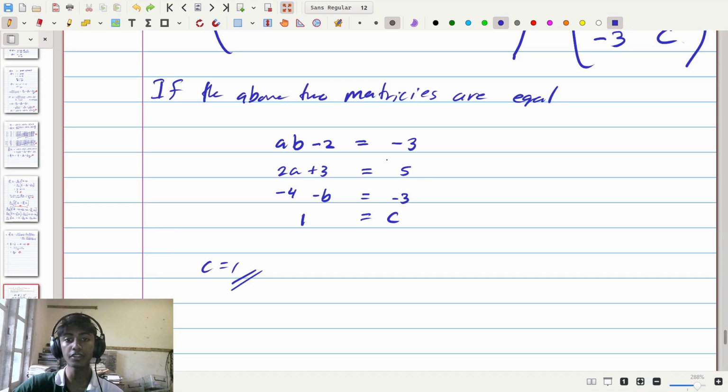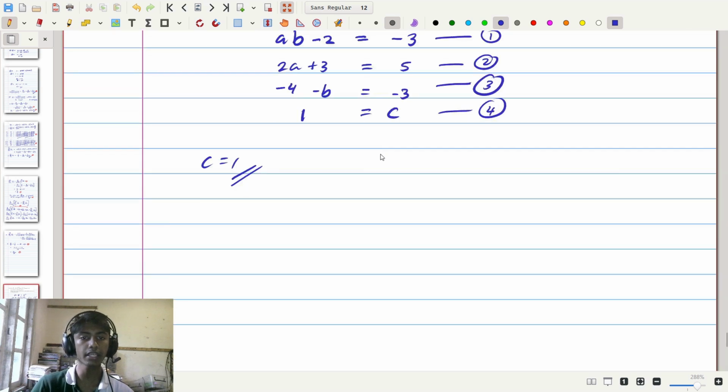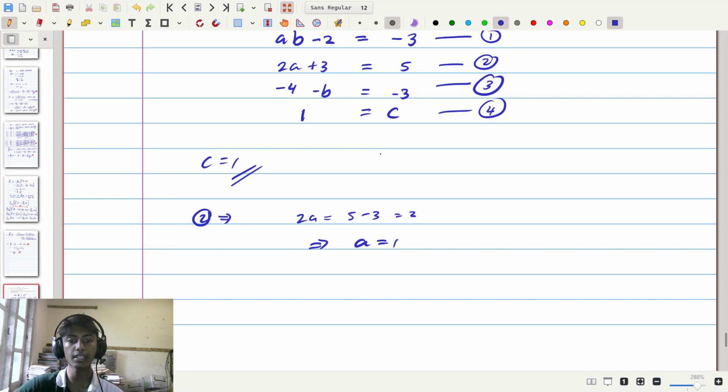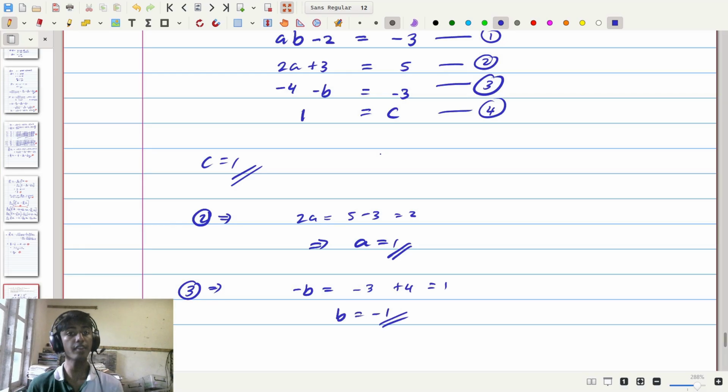So taking these equations, if I label this 1, 2, 3, and just for the sake of it, we'll label this 4, and I take equation number 2, we can see from 2, by rearranging, we get 2A equals 5 minus 3, which is 2, and therefore we get A equals 1. And similarly, if we take equation 3, we can see we can get minus B equals minus 3 minus negative 4, which is plus 4, which is equal to 1, and therefore B equals minus 1. And with that, we have found the values of A, B, and C.